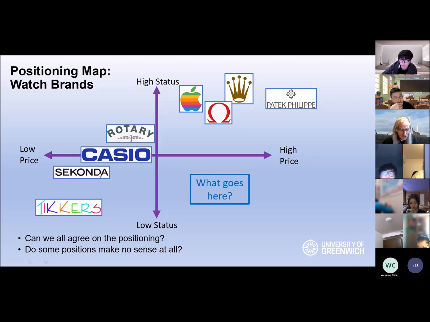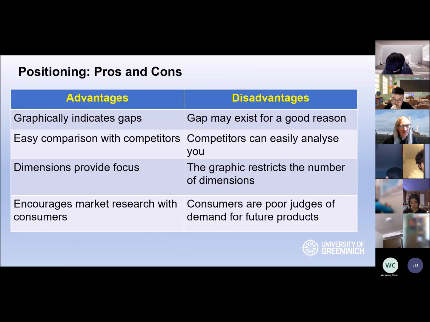What would it be if Seconda decided to do a handmade English watch? It would be really high price, but it would have no status at all. Who's going to buy it? So a problem with this positioning map is that it looks like it's got 4 quadrants, but actually a quarter of the map is completely useless. Yeah, this entire quadrant. So you've got to watch it with these positioning maps.